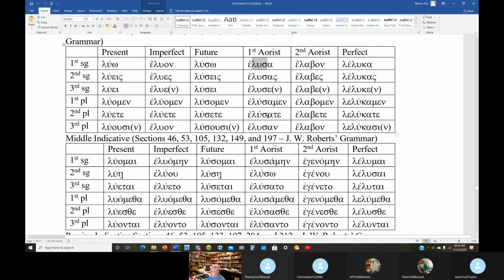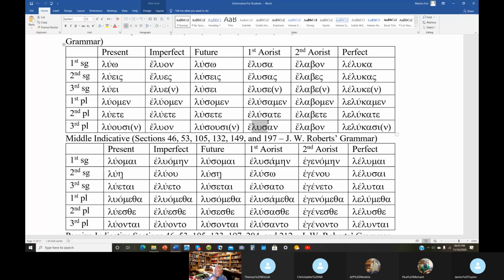And so here we take our stem, and we just add an augment and an os. Take our stem, a new stem, same as the future stem, remember, and add an epsilon, an augment. And we have here our stem again. We add an augment and amen, and a stem with an augment and ate, and a stem with an augment and on. And again, that's your rule. That's your first aorist. Any questions there? Okay.